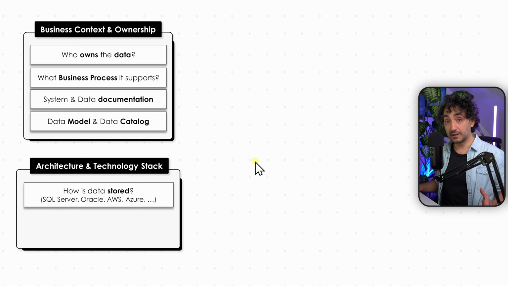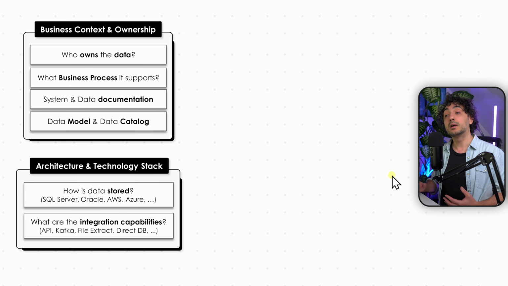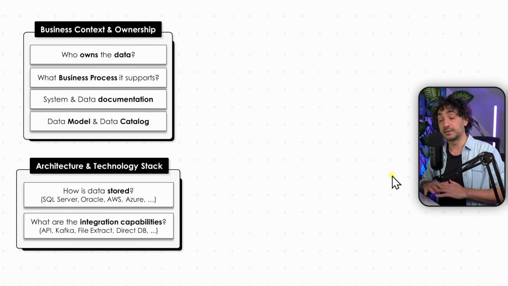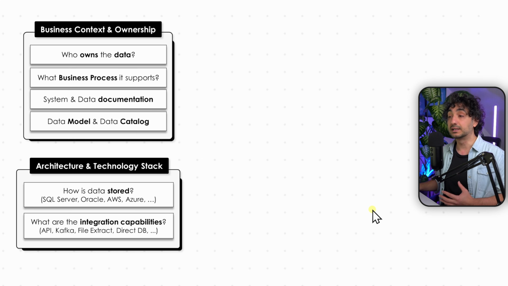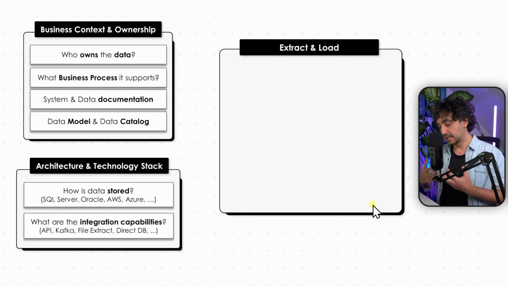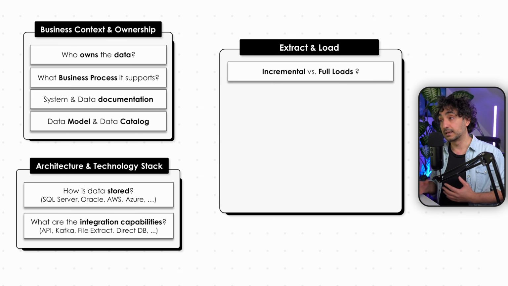Once we understand that, then we can discuss the integration capabilities, like how I'm going to get the data. Does the source system offer APIs, maybe Kafka, or do they have only file extractions, or are they going to give you a direct connection to the database? Once you understand the technology that you're going to use to extract the data, we're going to dive deeper into more technical questions. Here we can understand how to extract the data from the source system and then load it into the data warehouse. The first thing that we have to discuss with the experts is, can we do an incremental load or a full load?